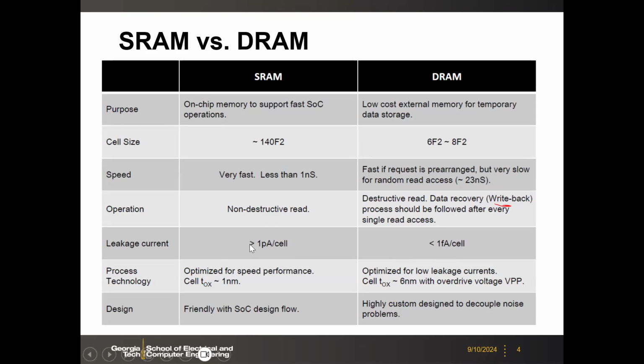SRAM cell leakage current, depending on the high VT or low VT transistor, in general is larger than picoamp per cell. But the DRAM cell leakage should be very, very small, otherwise the retention will be very bad. So we need the transistor to drive the DRAM leakage below like 1 femtoamp per cell.